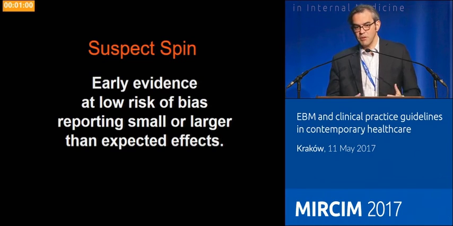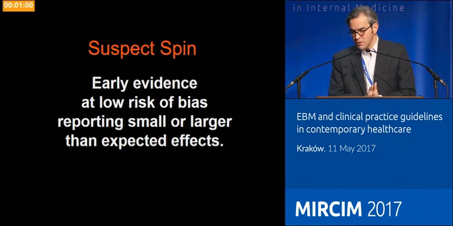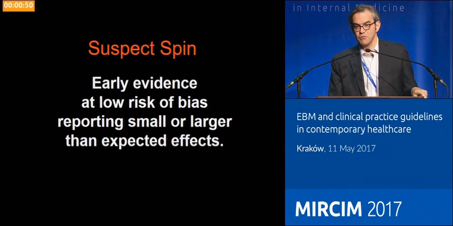Finally, if you want to just remember one thing of our talk, it is that you should suspect spin if you have early evidence at apparent low risk of bias reporting small or larger than expected effects. In those cases, spin is a potential explanation for what you're seeing.